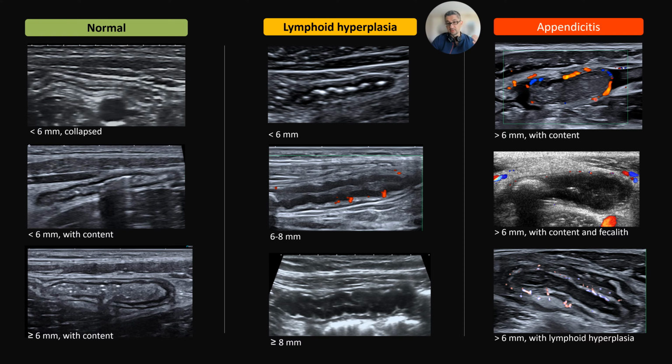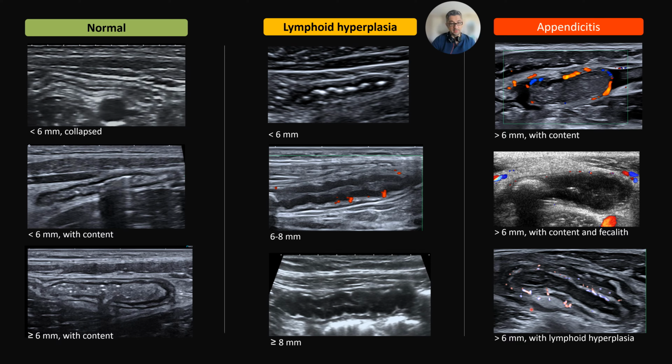So this could be the most important slide of my presentation. I'm not saying it's covering 100%, there may be variations, but this is covering most of the presentations in daily life. So what are these? I categorize them as normal, lymphoid hyperplasia, and appendicitis. Lymphoid hyperplasia is also normal. This is not appendicitis. So it is just a variation of the normal, but this is a different category because it is commonly overcalled. That's why we should recognize it.